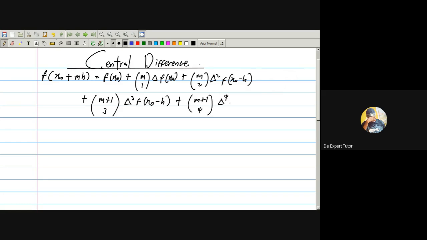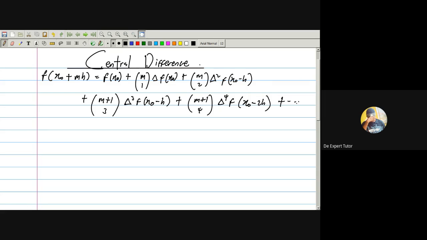Just observe the way the pattern is going. If you observe, f of x naught occurred twice. After that, we move backward a little. The x naught minus h occurred twice. Next one, it means that what I'm going to have now is minus 2h. Do you get that? Check the pattern, you will see.